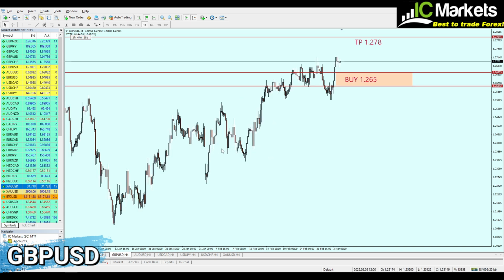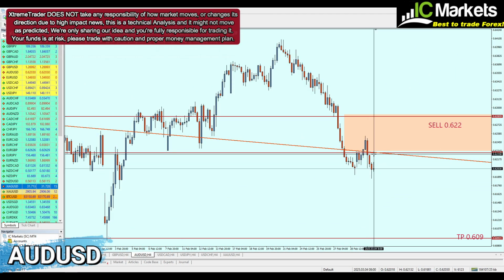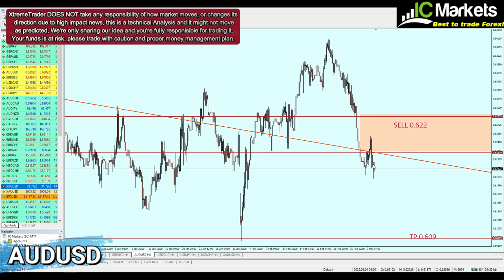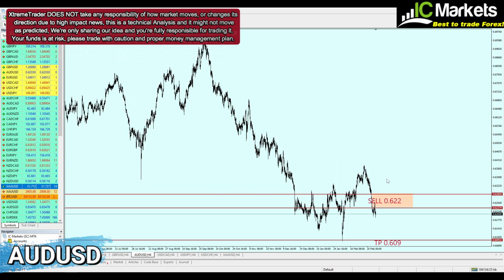That's going to be everything, my friends, for the pound USD. Let's now move to the AUD USD. The AUD USD signal, my friends, is running in profit so far, around 24 pips of profit. So this signal was good, and we don't have any updates about this signal.